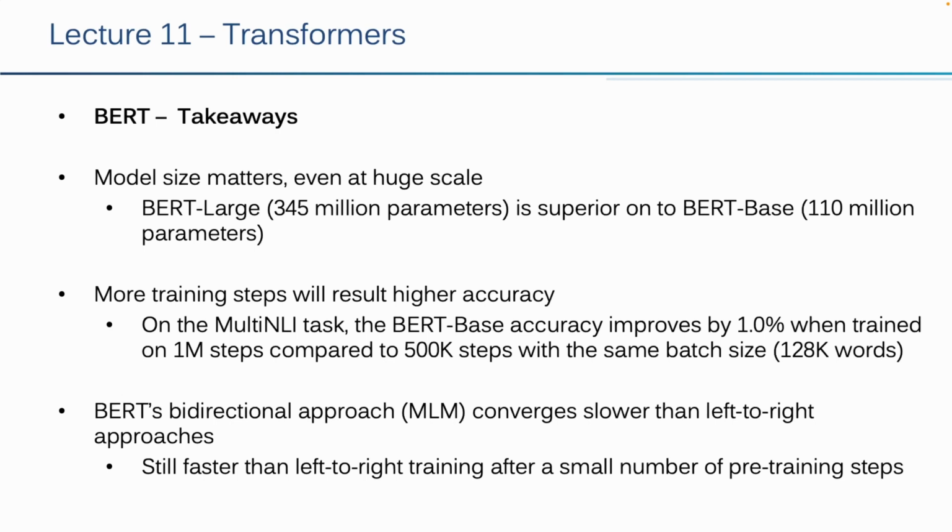More training results usually with higher accuracy. The more pre-training you do, the better the model is used for other tasks. And also one key thing is that bidirectional approaches like masked language modeling converge slower than left-to-right approaches. So generating the next word is a bit faster than predicting the words in two contexts.